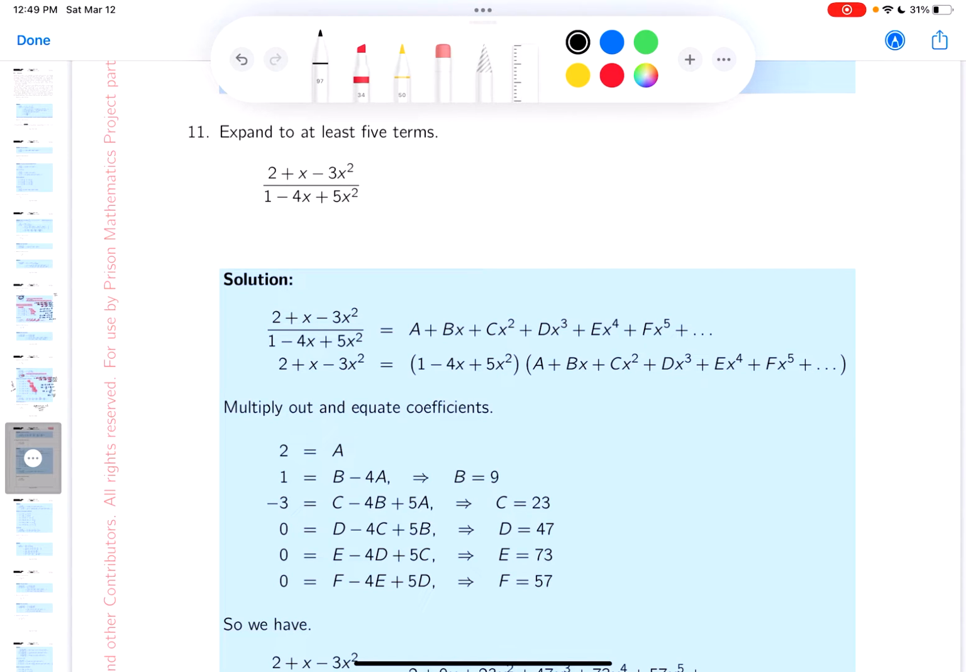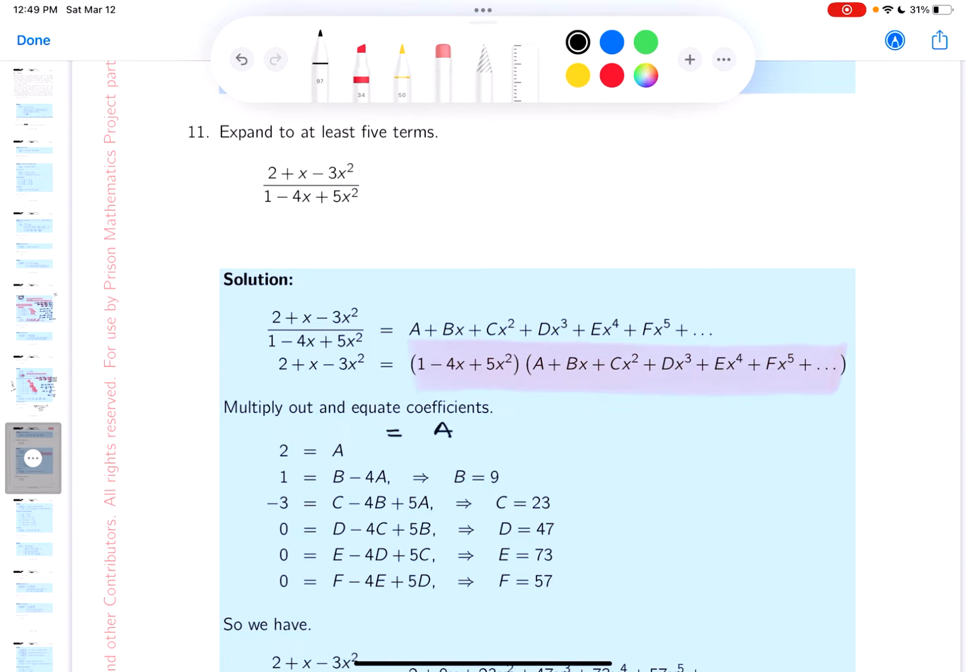Okay, number 11, we're going to expand it to at least 5 terms, and what we're going to be using is equating coefficients. So there's an assumption being made that I can do it, and then I multiply both sides with the LCD, and then I get this thing over here. The problem I have now is multiplying it out, all right? So if you were to multiply this thing out, I want to tell you what you get.